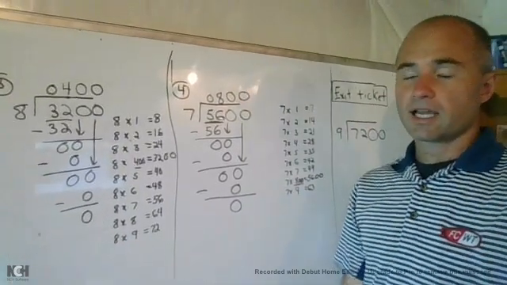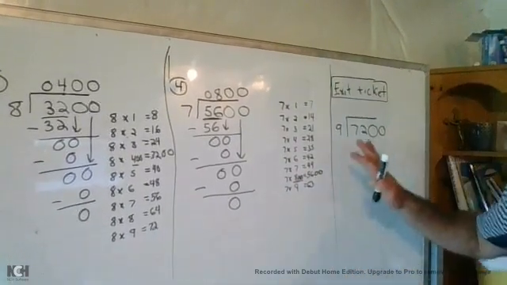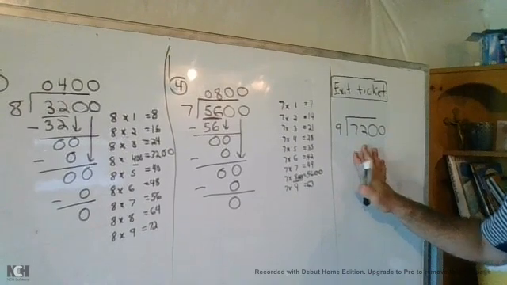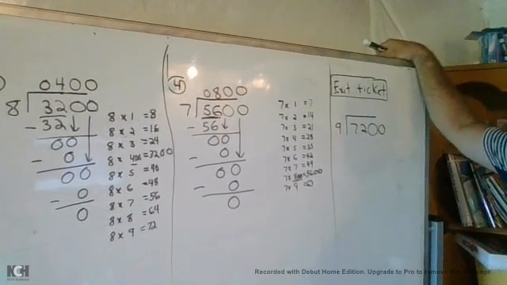All right, so with that being said, I want you to move on to your exit ticket here of 7,200 divided by 9.